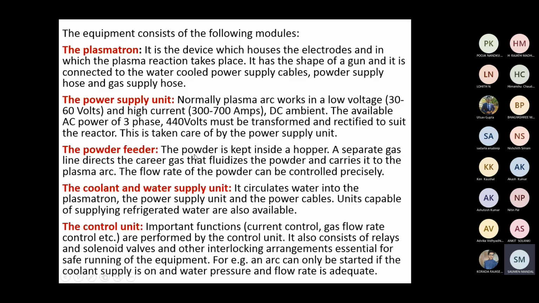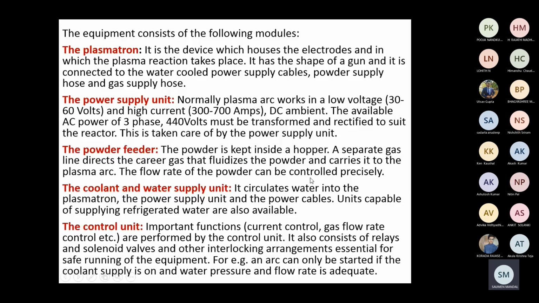Then the powder feeder. The powder is kept inside a hopper, and a separate gas line carries the carrier gas. This deals with how the powder will flow with the help of the carrier gas and reach the plasma region or plasma flame. The flow rate can also be controlled, and that is very important: the flow rate of the powder.